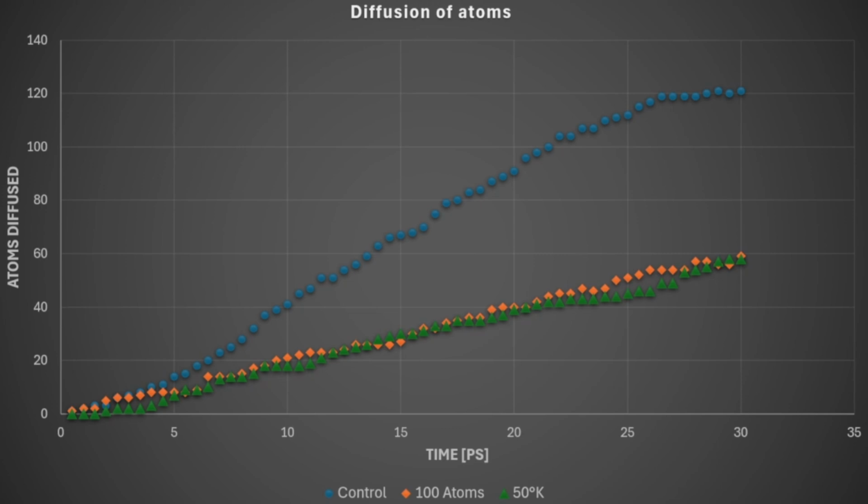If we then compare our control to our 50 degrees Kelvin test, you can also see that the 50 degrees Kelvin is much lower after 30 picoseconds as well. And this makes sense, as the temperature is directly proportional with the diffusion coefficient, which in itself is directly proportional with our flux. So both of these, higher temperature and a higher concentration, both cause a higher diffusion or higher flux of atoms.